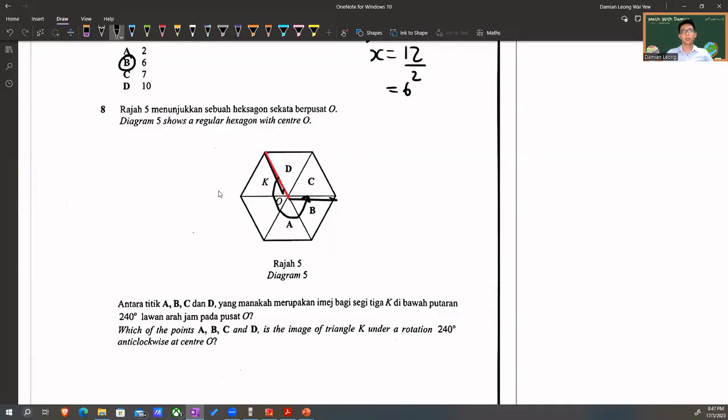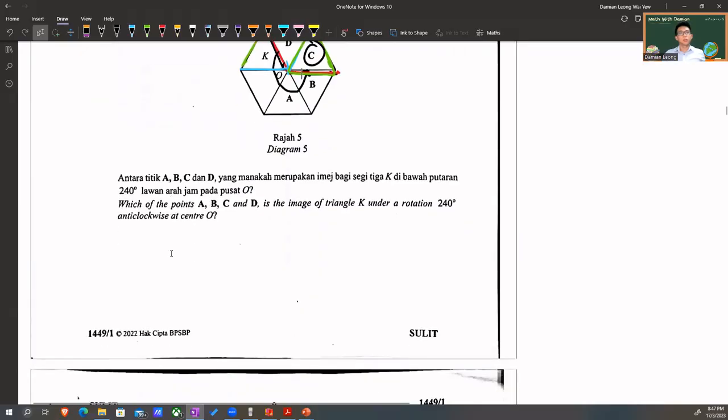This line ends up here means this line ends up here. Yeah. So this is the triangle C. Okay.